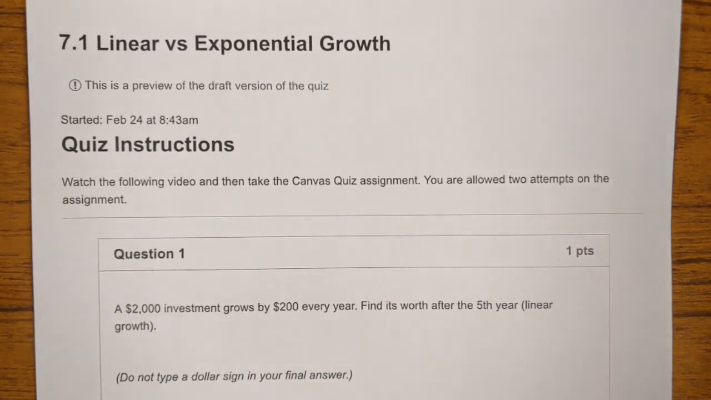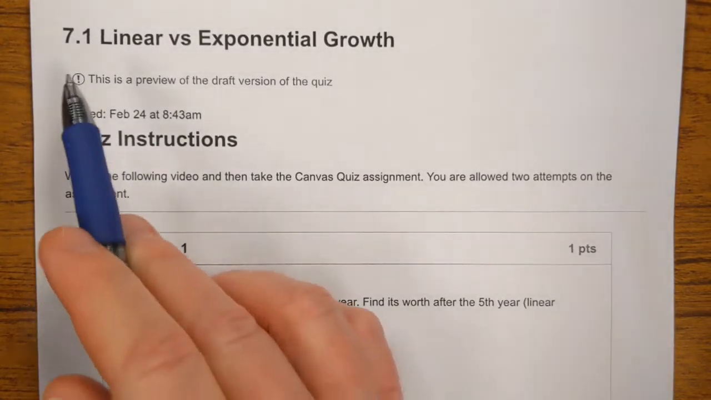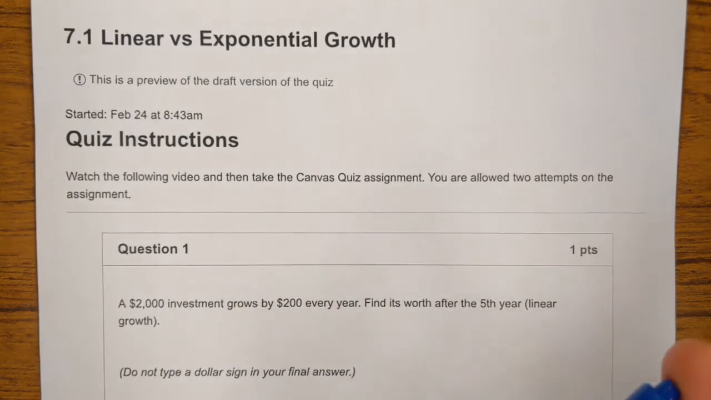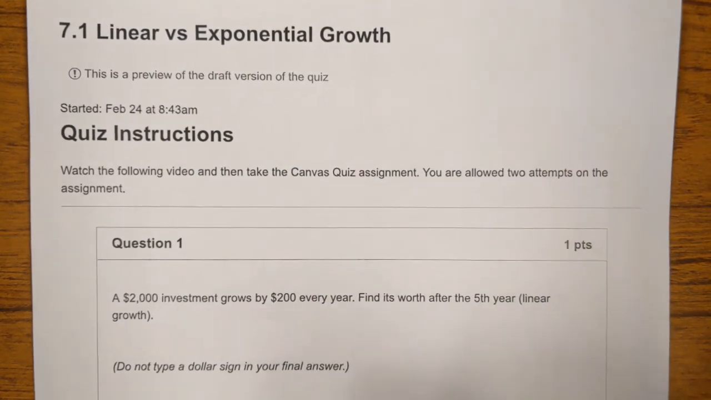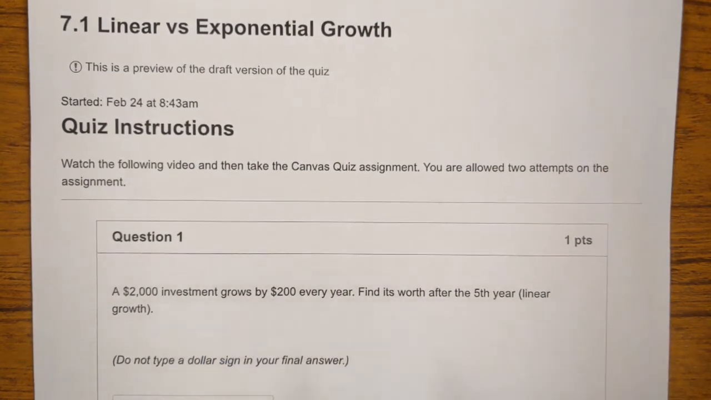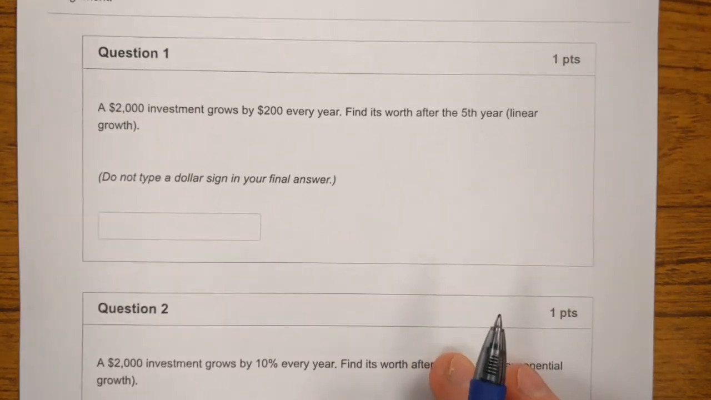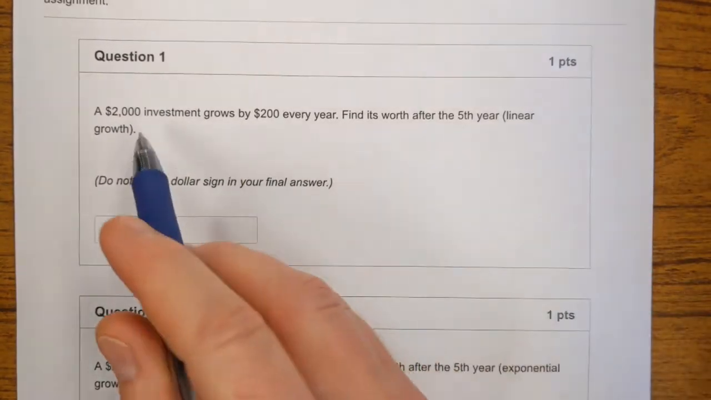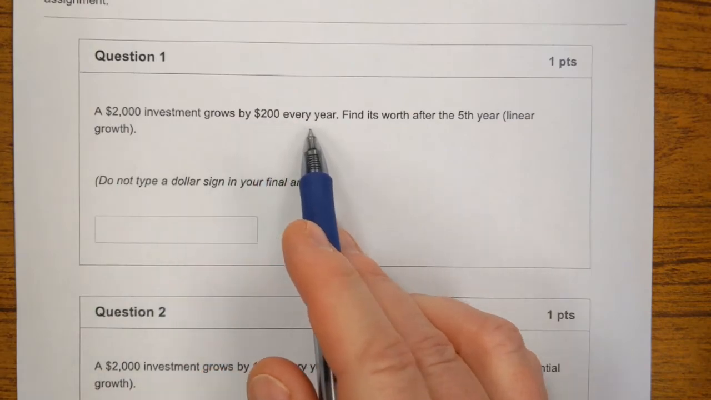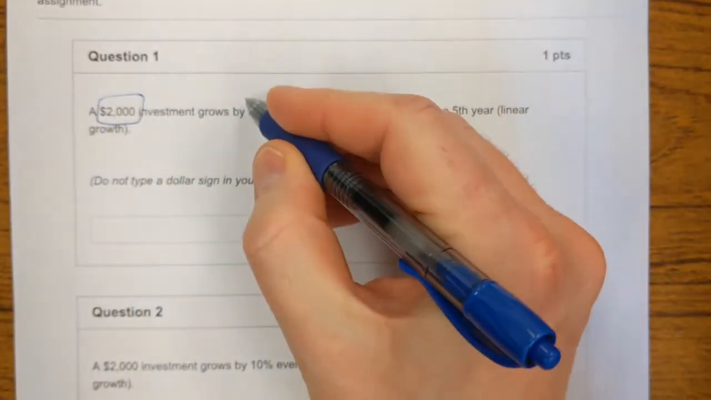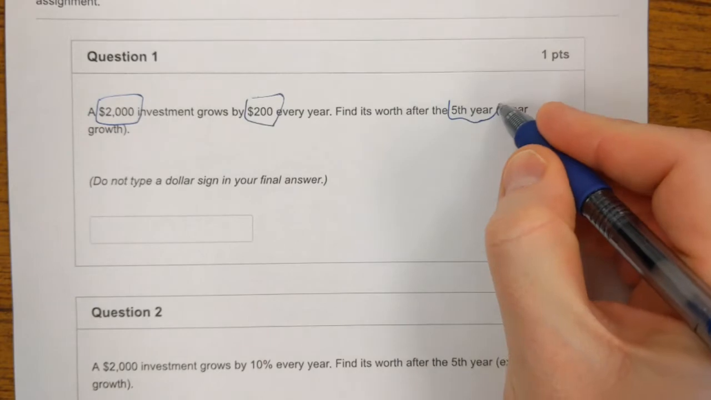All right, so I know how some of you are. Some of you are saying, skip the explanations, Mr. Klein. Just show me how to do it. Cut straight to the chase. So here you go. Here are 2 of the questions off of your homework. Question 1, a $2,000 investment grows by $200 every year. Find its worth after the 5th year.